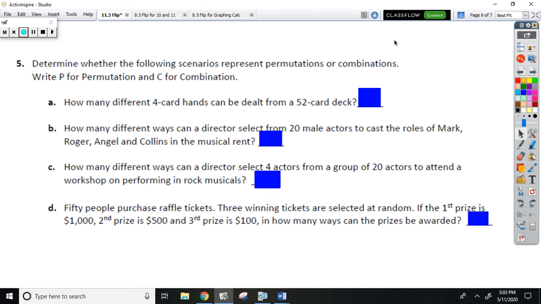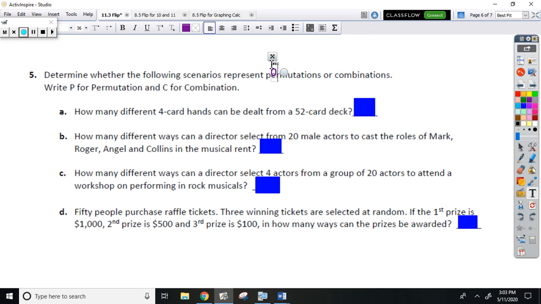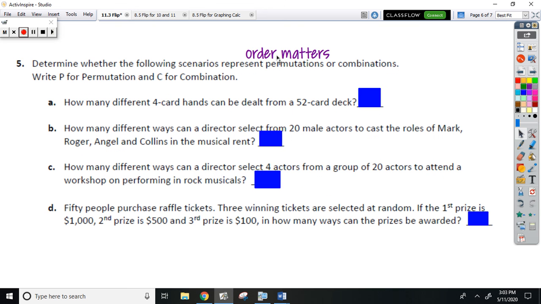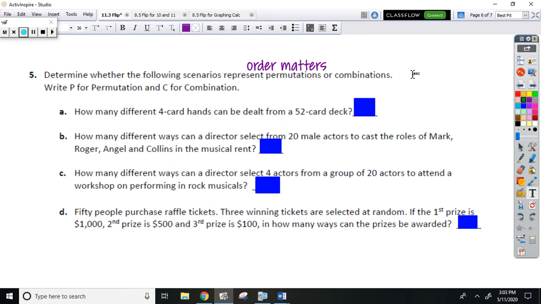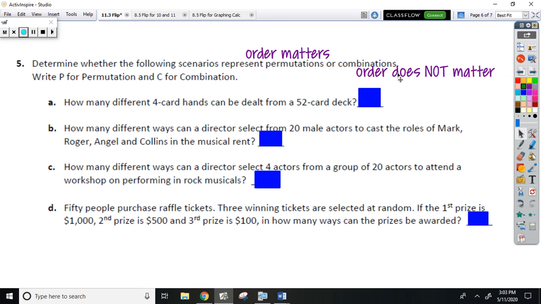All right, on the mini quiz, there will be several questions like this. It will say, determine whether the following scenario represents a permutation. Remember, a permutation means that the order matters, meaning the first person gets something different than the second person. Or is it a combination, which occurs when the order doesn't matter? Right, P or C to represent. So we don't have to actually solve these, we're just writing P or C.